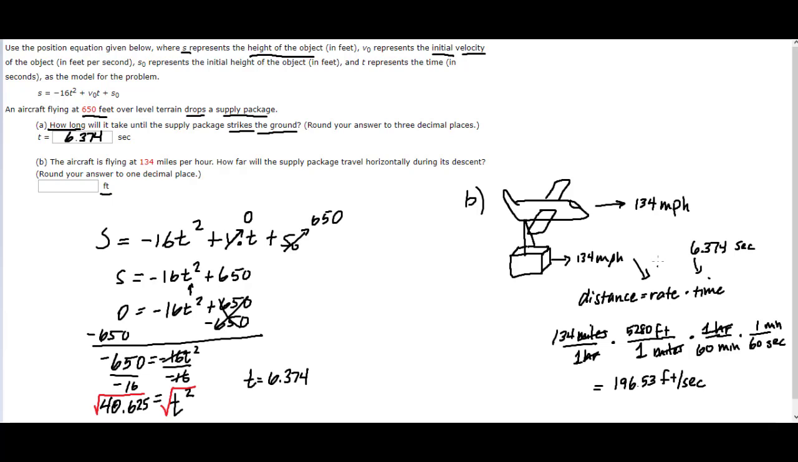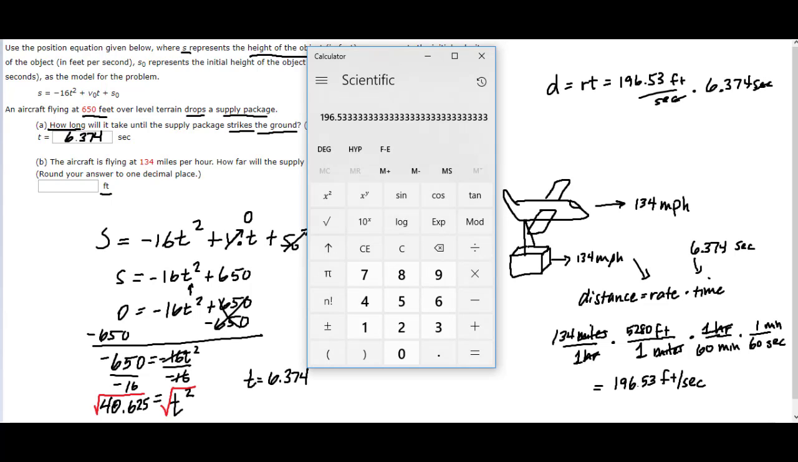So I have, move up here, distance is rate times time. So I have 196.53 feet per second times my time, which is 6.374 seconds. And that's going to cancel those units and tell me the feet. So I'm going to take that answer times 6.374. And so the distance this thing travels horizontally is 1,252.7. They want 1 decimal place.